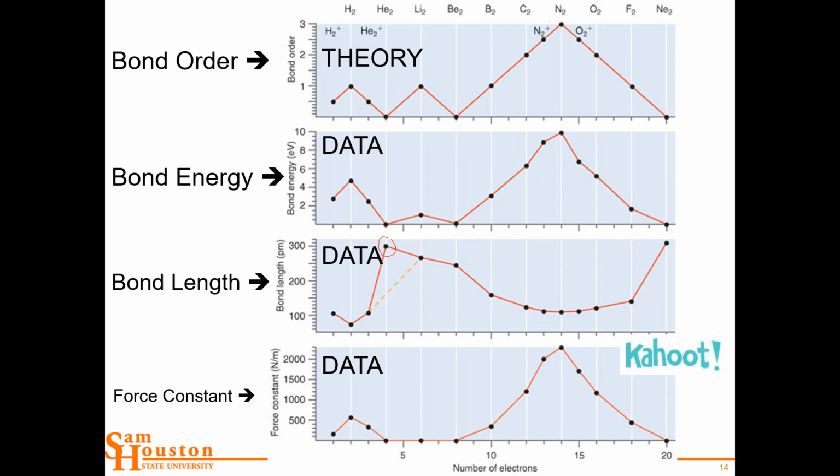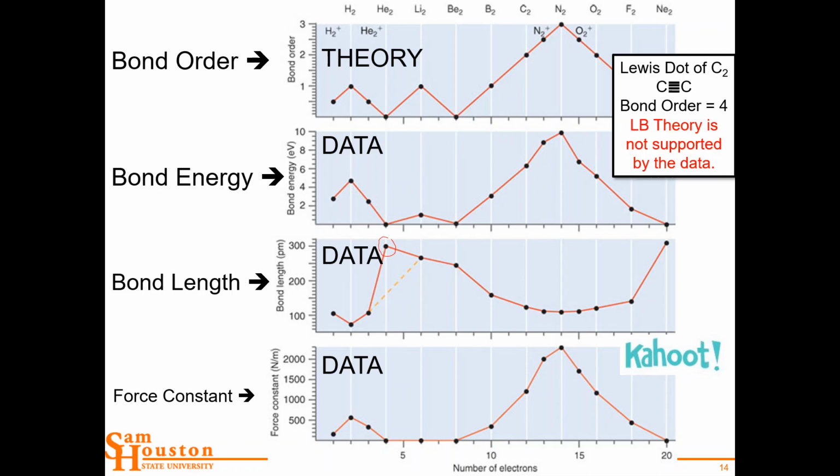And then one more nail in the coffin for local bond theory is the Lewis dot structure for dicarbon, which should predict a quadruple bond, right? Octet rule, you got 4 electrons apiece, a quadruple bond for carbon, and it's not. It's got a bond order of 2.